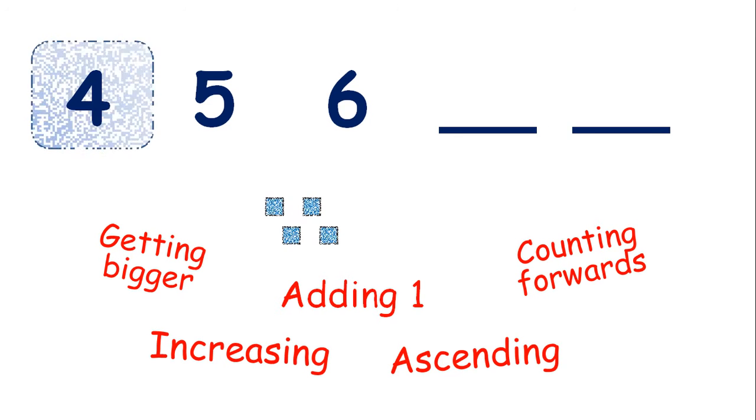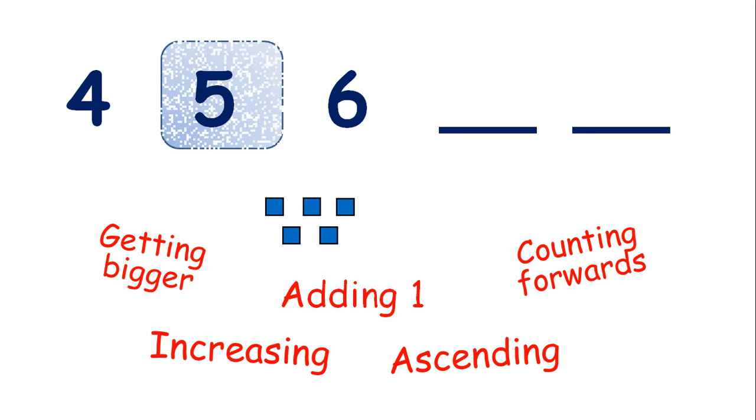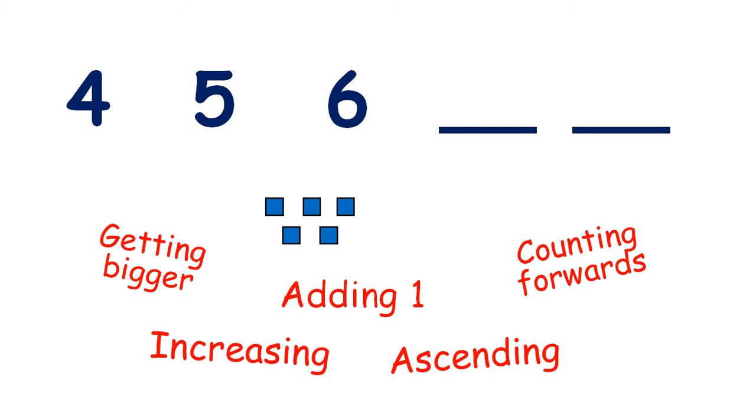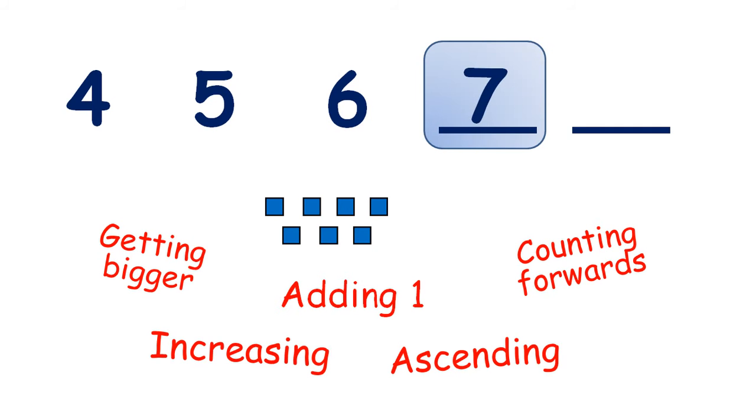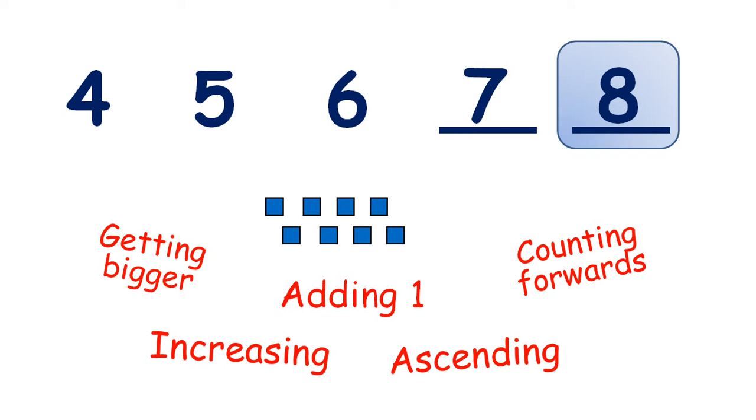So we start with 4. We know that 1 more makes 5. Then the next number is 6. What comes next? Well, 1 more makes 7. And then after that, we have 8. So what we've done here is we've counted forward from the number 4 to the number 8.